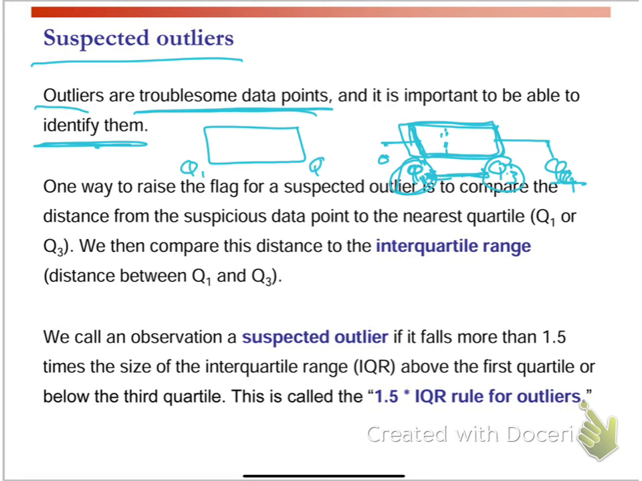Q1, Q3, and this Q4, okay? And this is 0, and the median is Q2. But what I care about is only the difference between Q1 and Q3. This is called the interquartile range. If this is 6 and this is 18, then the interquartile range is 18 minus 6, which is 12. Okay?